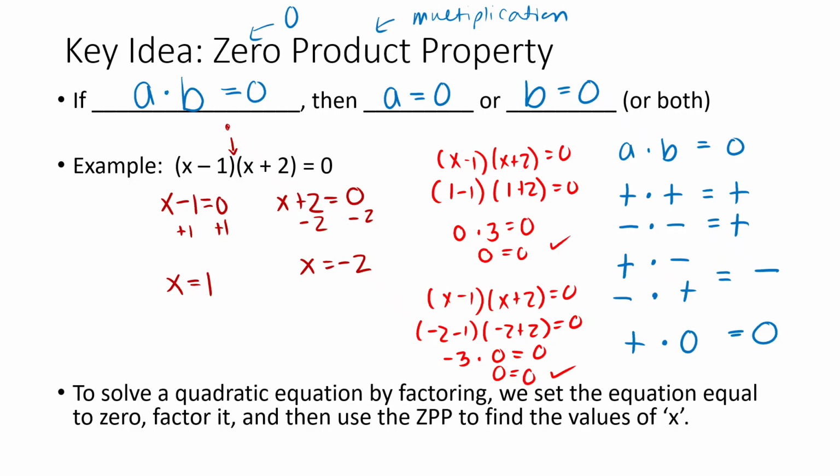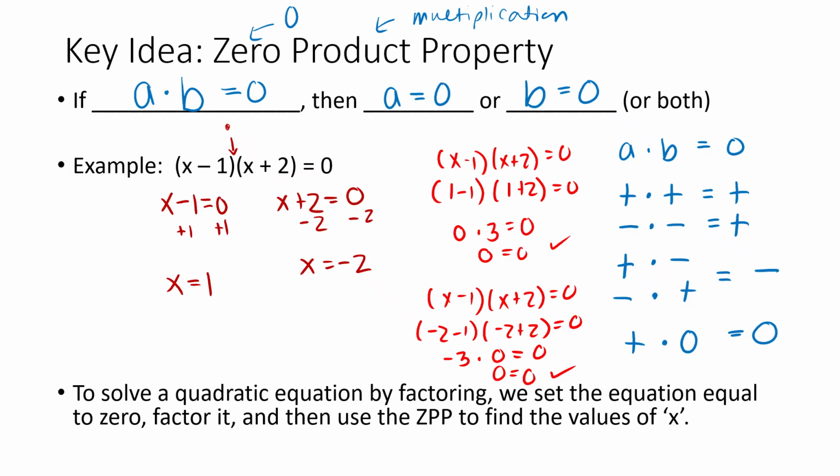And when you're solving the quadratic, you need to get all of the possible solutions. But that's essentially how the zero product property works. Now, to solve a quadratic equation by factoring, this is what we do. We set the equation equal to 0, meaning we have to get that 0 in there. If we do not have a 0, none of this works.